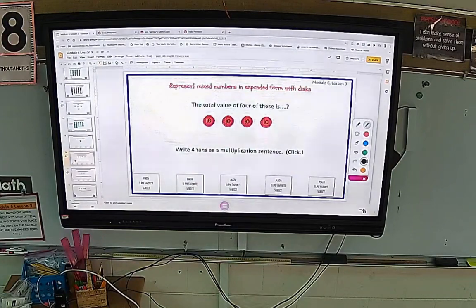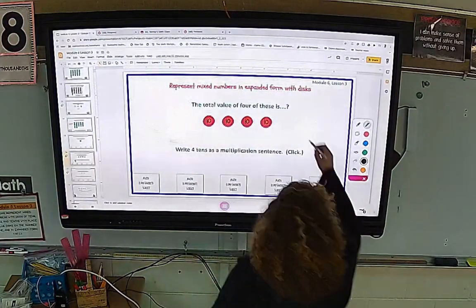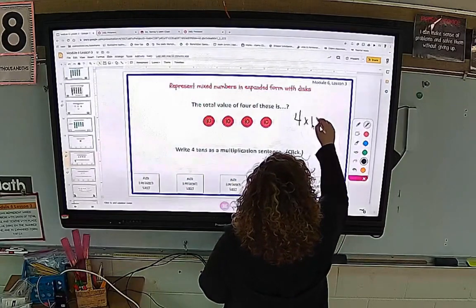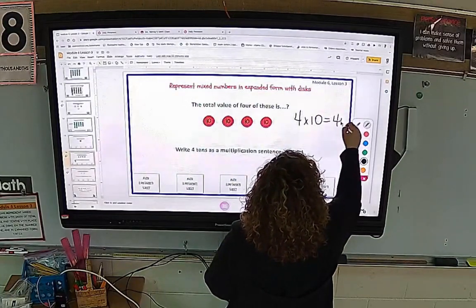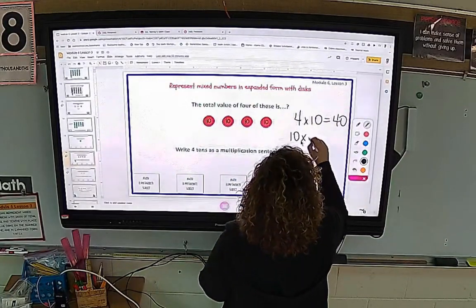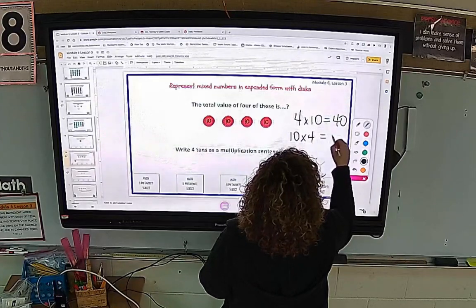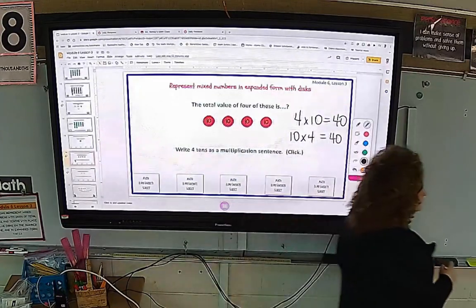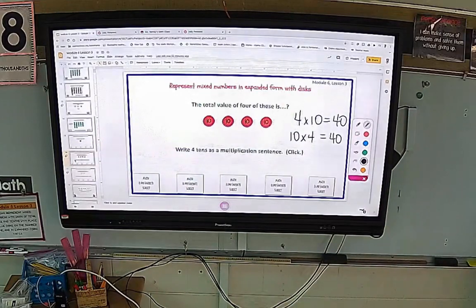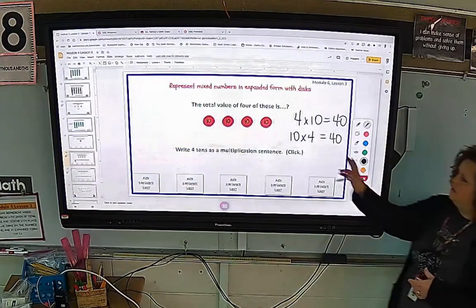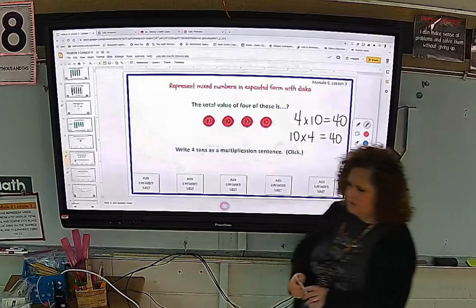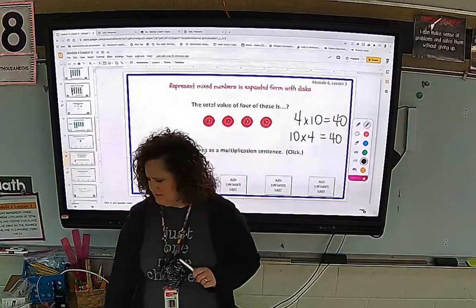Some of you had this, and some of you had this. Are those pretty much the same thing? Yes. They're exactly the same, just the order has been changed. Okay, so this is pretty simple for us.